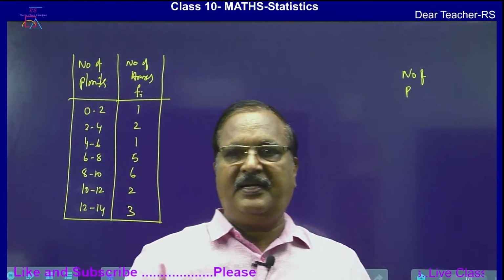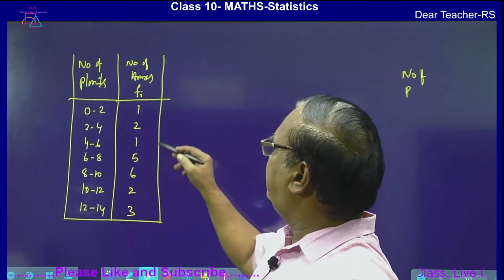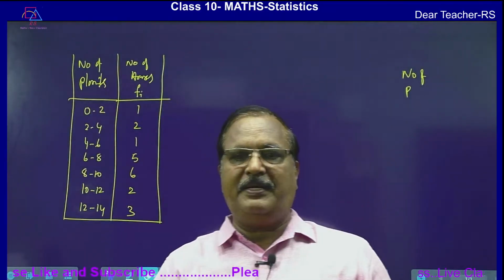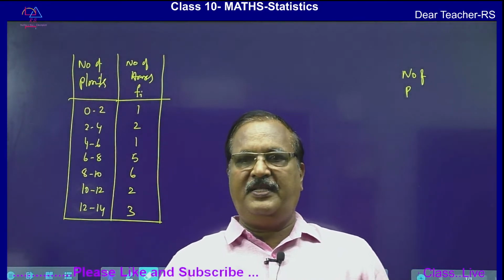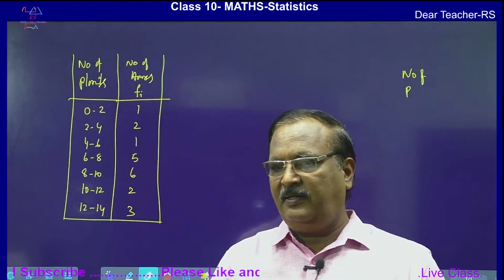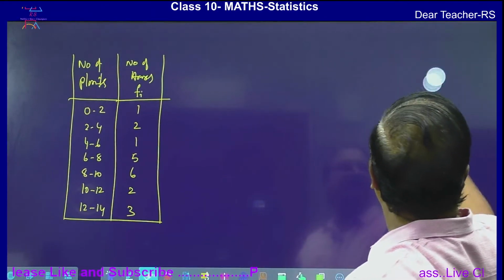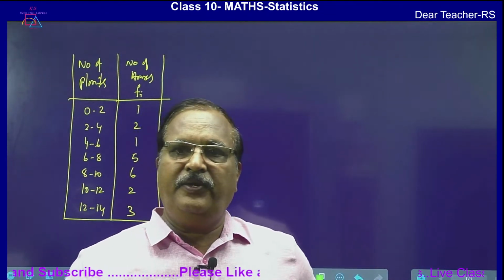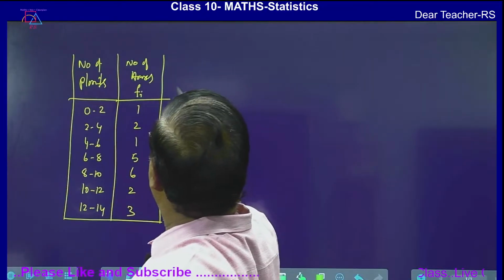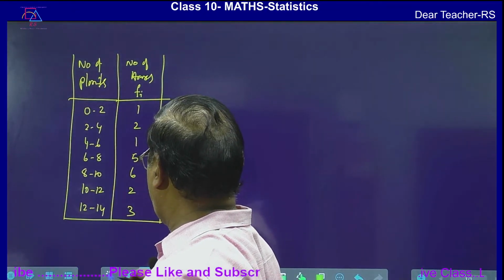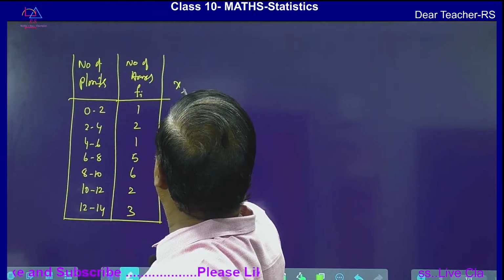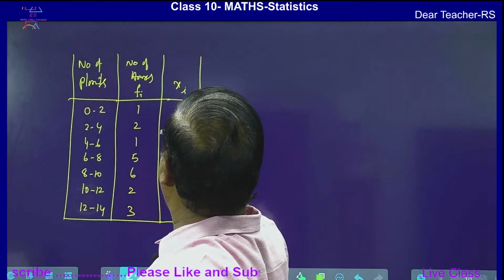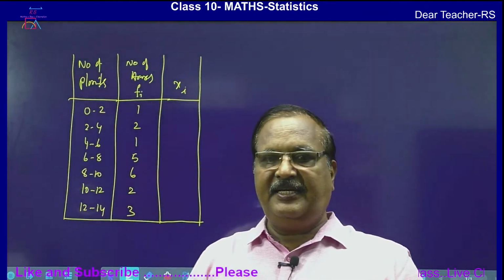We will do it in the direct method because all small numbers are there. Whenever he did not mention any method, you can use any method. Because small numbers are there, better use the direct method. So now we need xi, because the formula is sigma fi xi by sigma fi.